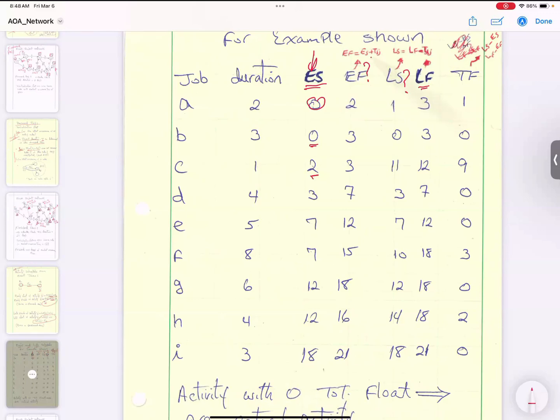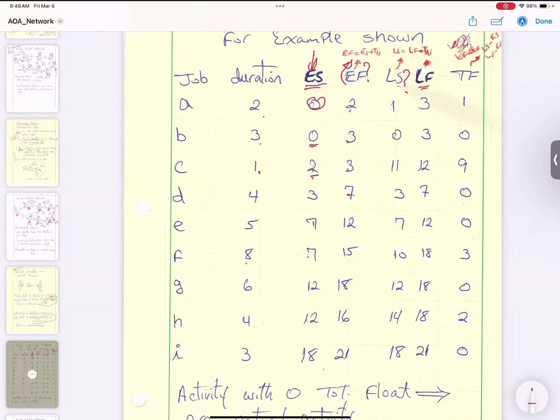Earliest finish is equal to earliest start plus T sub ij, right here. Earliest start is basically 0. 0 plus 2 is 2. 0 plus 3 is 3. 2 plus 1 is 3. 3 plus 4 is 7. 7 plus 5 is 12. 7 plus 8 is 15. So that's how you can calculate earliest finish.